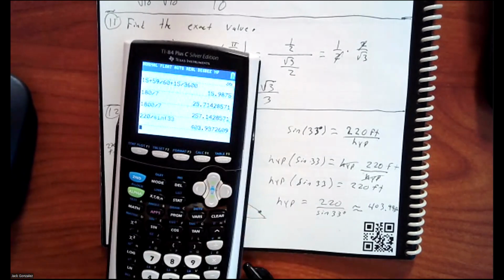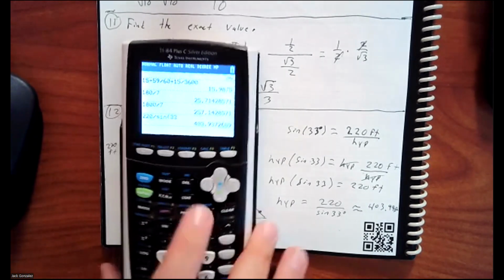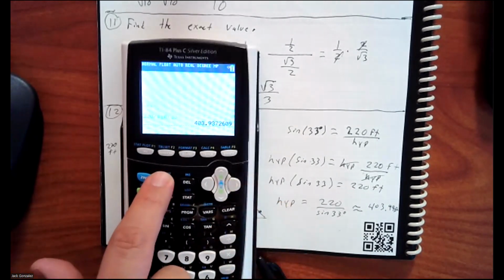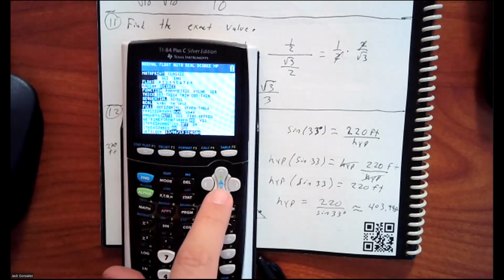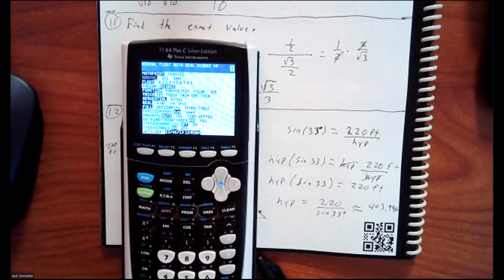So check this, right? For mode, right here, next to the second button, scroll down to where it says radians or degrees. Make sure degrees is highlighted. If it isn't, just toggle and press enter.